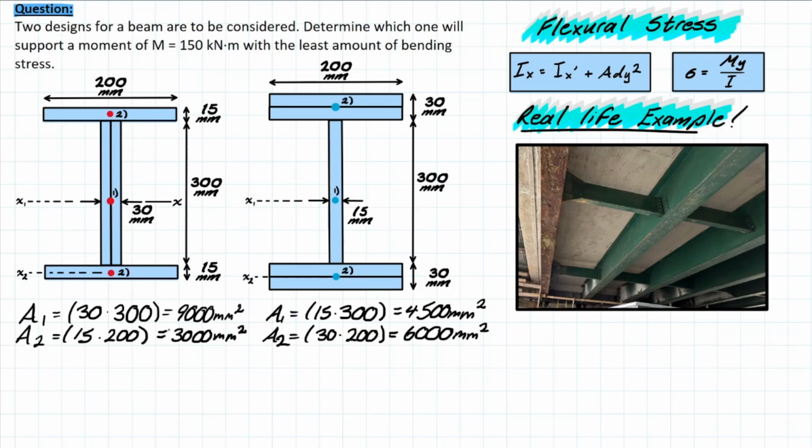Alrighty, so that's the first part of the parallel axis theorem. The next thing we need to do is figure out these d values, as in the distance away from our respective global axis. So our global axis is going to be placed arbitrarily at the center of our section to keep things simple. It can be at the bottom, it can be at the top, wherever you like to place it, as long as you're consistent.